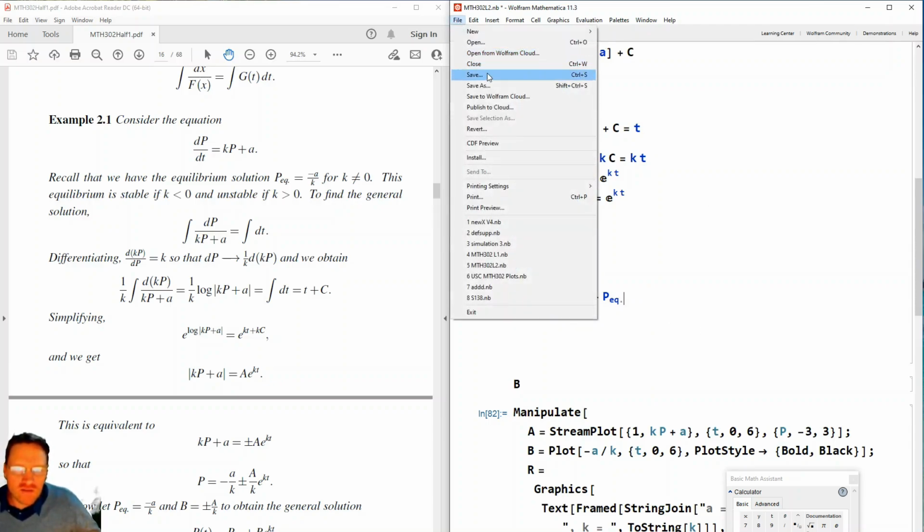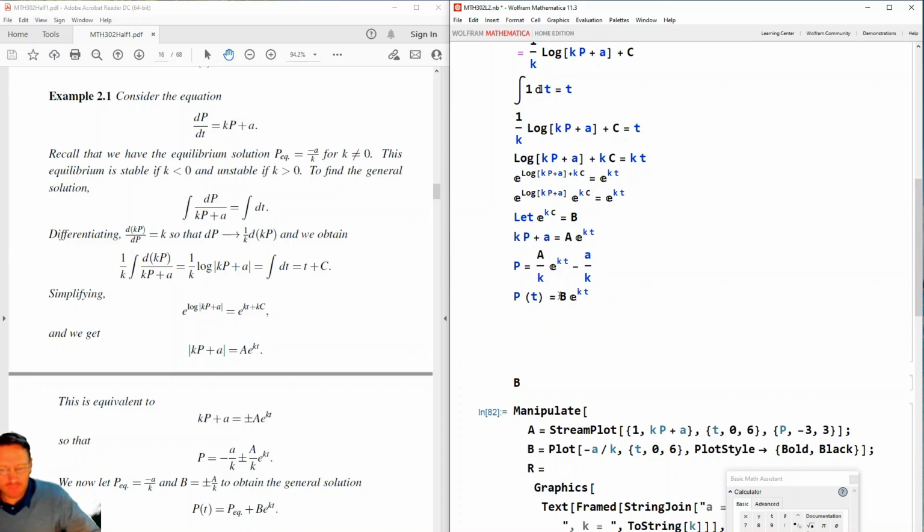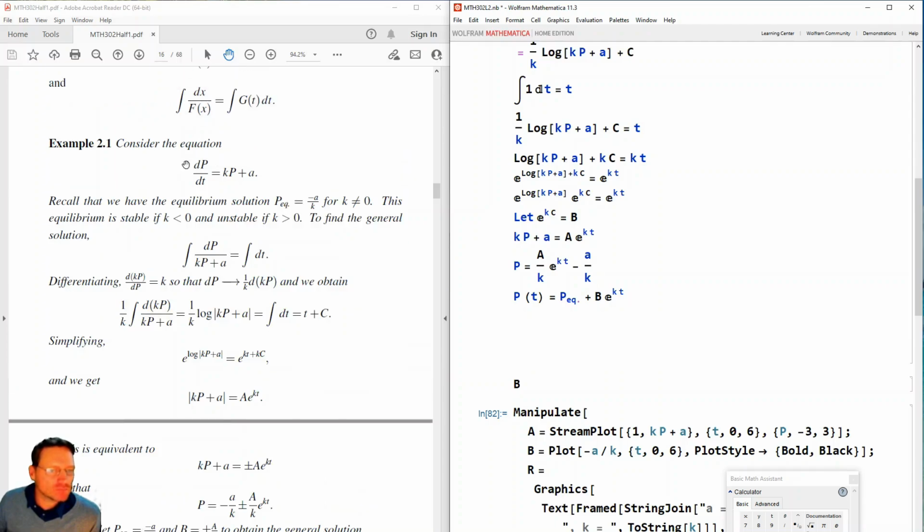All right, now I'll save this. And actually we have this on the left, so let's write it that way. Okay, so this gives us our general solution to that population equation or logistic equation.